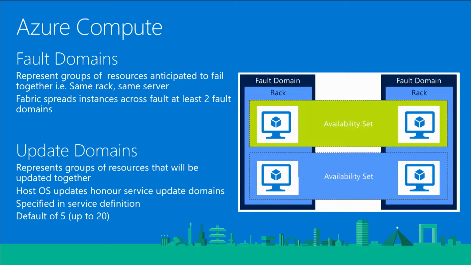Now, fault domains is all about spreading your logic, spreading your compute, spreading your instances across different fault domains. It would be really bad if you had 3 VM instances of your web application, but they were all running on the same rack, and the power to that rack just died. That would not be good. So that's why we have fault domains.